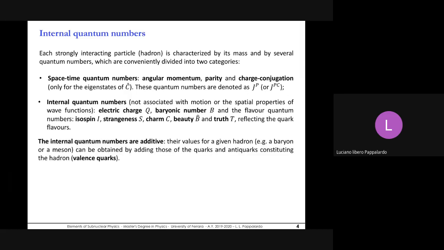Now, the internal quantum numbers are additive. So their values for a given hadron, let's say a baryon or a meson, can be obtained by adding those of the quarks and antiquarks that constitute the hadron. Here, of course, we are only considering the so-called valence quarks, so only those quarks that, in fact, altogether form the quantum numbers of the hadron.